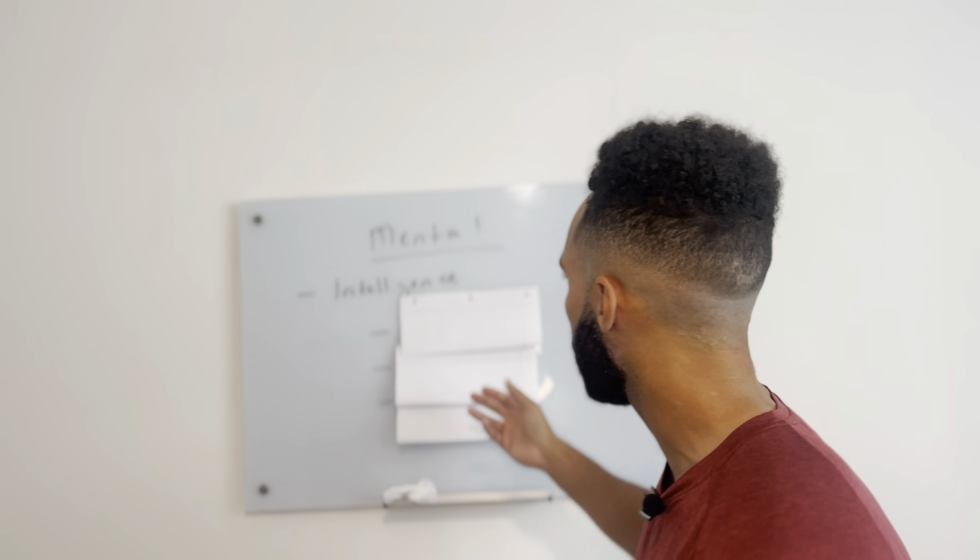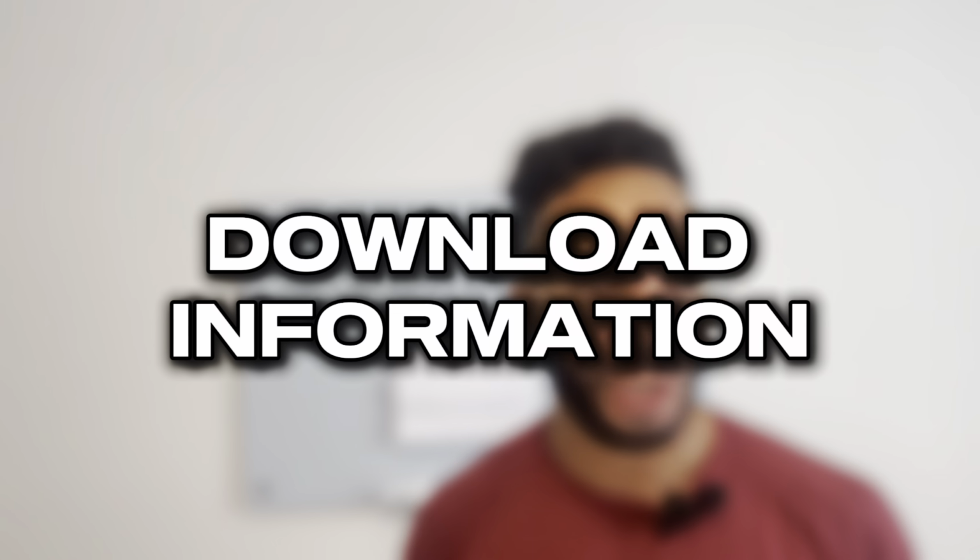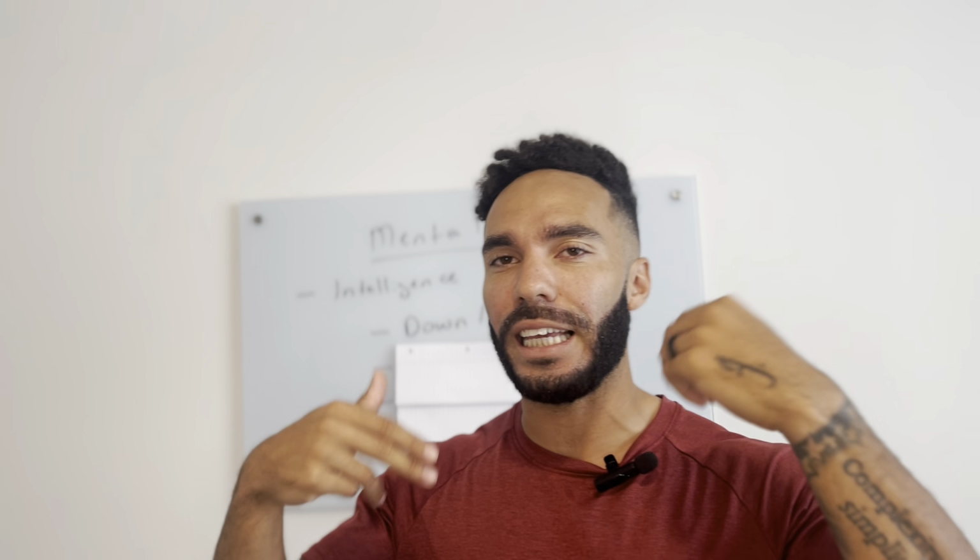Okay, so the first thing you need to be able to do with intelligence, if you want to be intelligent, you need to do these three things. The first thing is you need to be able to download information. What does that mean, download information? I'm going to give you a quick technique at the end to do all three of these.